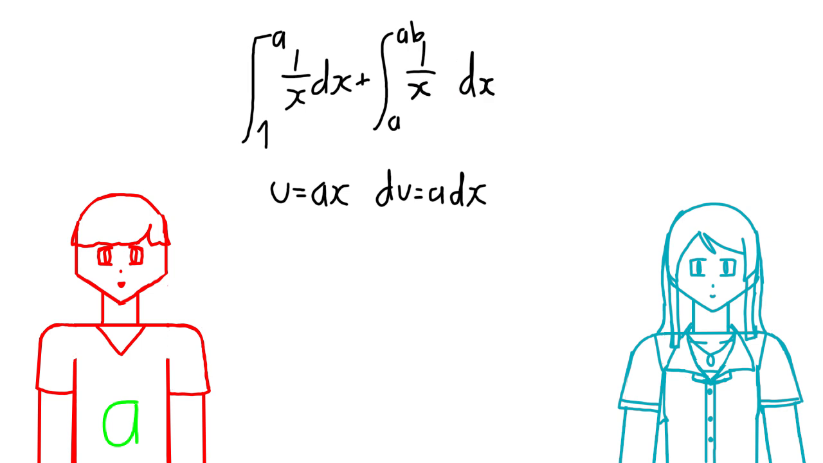Now, note that it now has the exact same form as the other integral, 1 over something d something. We can make both of these x and notice that the upper bound of the left integral is the lower bound of the right. So we can join them together.